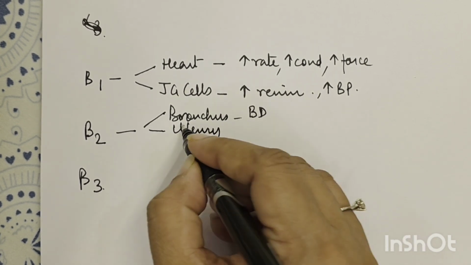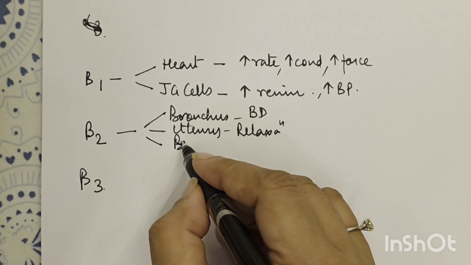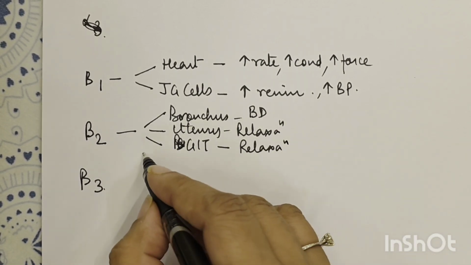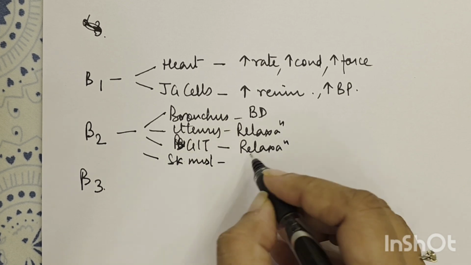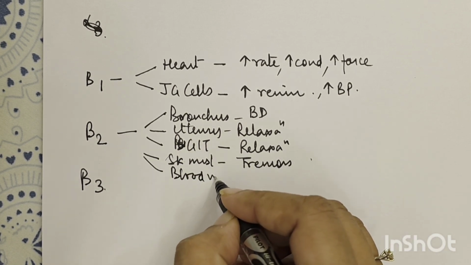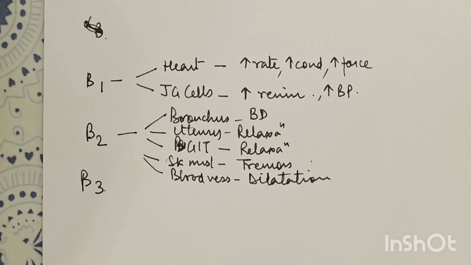Then on the uterus it will cause relaxation, okay. Bladder is there. In the GIT it will cause relaxation. On skeletal muscles it causes tremors, and on blood vessels it causes dilatation, okay. So these are the actions through the beta 2 receptor.